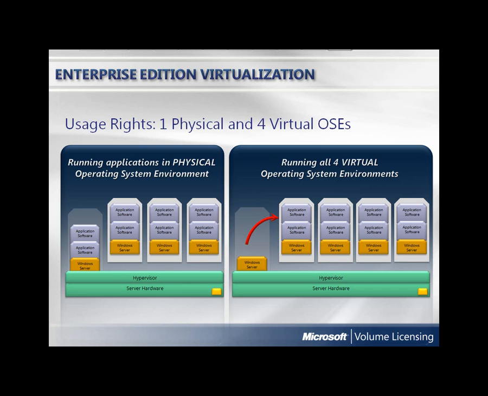You could choose to run applications in the physical operating system environment and another 3 virtual operating system environments, or to run applications only in up to 4 virtual operating system environments and to use the physical operating system environment to manage the virtual operating system environments. Enterprise Edition licenses can be a good choice since one license gives inclusive rights to run applications in up to 4 operating system environments. Now let's look at even more extensive virtualization rights solutions.